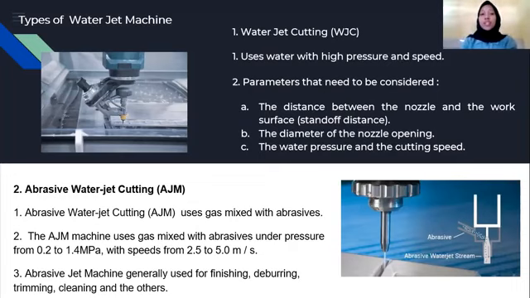For the abrasive water jet cutting, it uses gas mixed with abrasives. The abrasives that are usually used are aluminum oxide, silicon carbide, and glass grains. The abrasive jet machine uses gas mixed with abrasive under pressures from 0.2 to 1.4 MPa with speeds from 2.5 to 5.0 meters per second. The abrasive jet machine is generally used for finishing, deburring, trimming, cleaning, and others. Next.